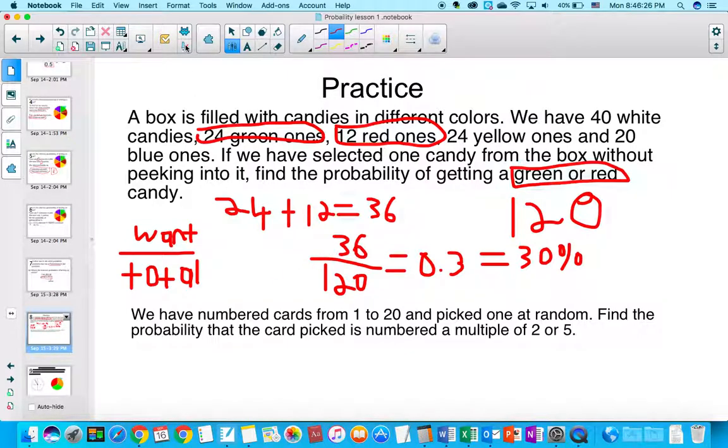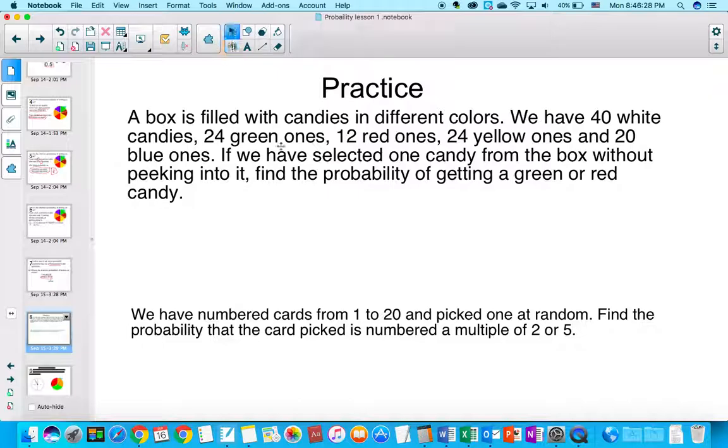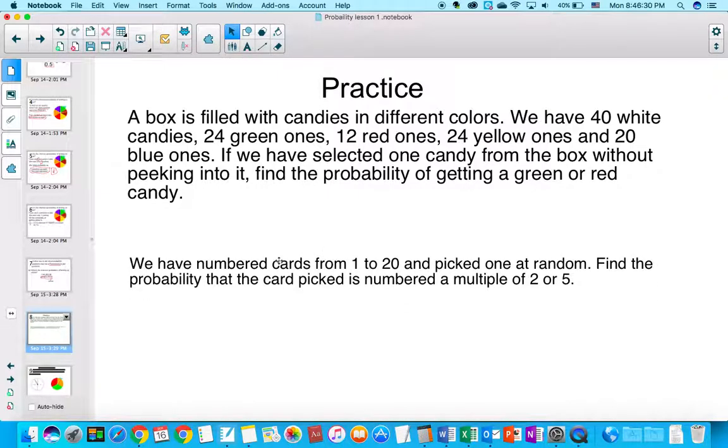All right, so let's clean this guy up. We have numbered cards from 1 to 20, and we pick one at random. So we have cards 1 to 20, and the question asks us to find the probability that the card you pick is a multiple of 2 or 5.